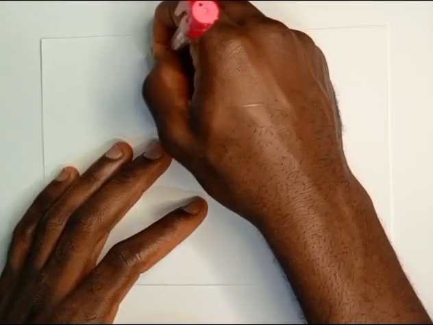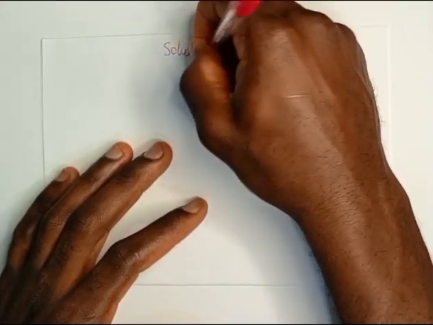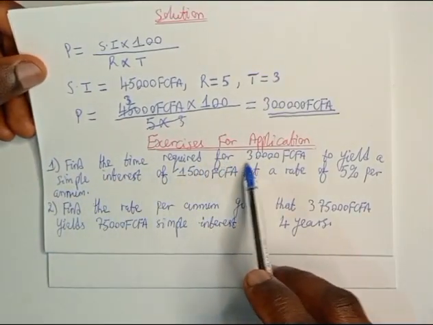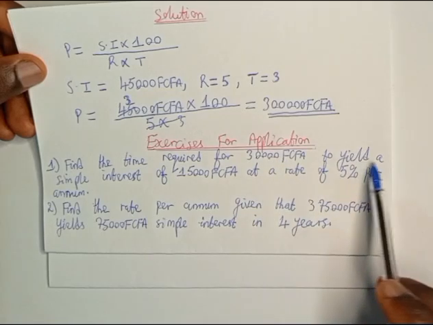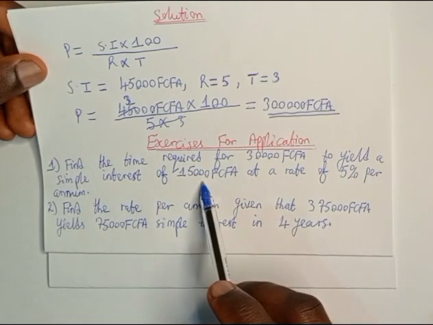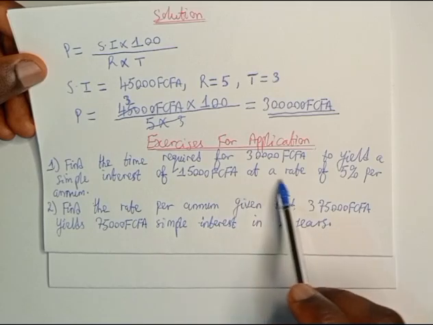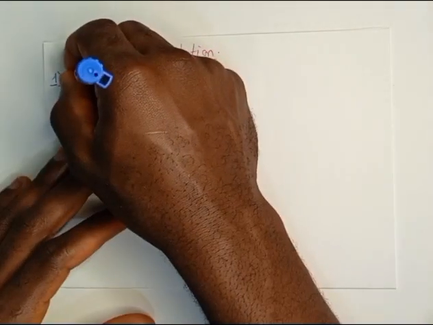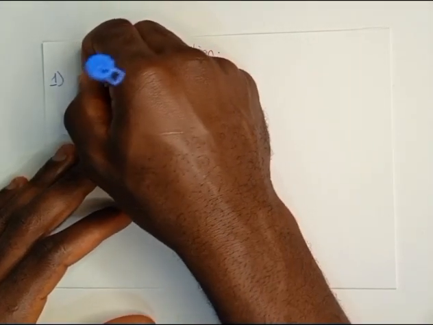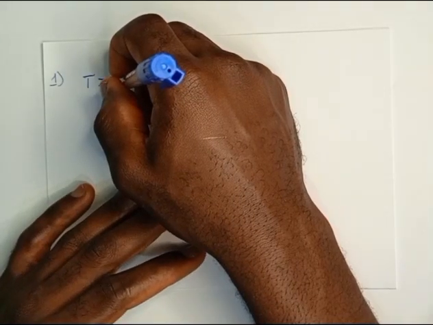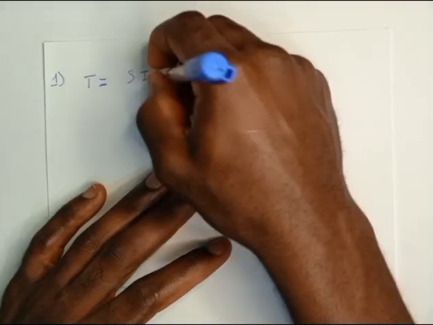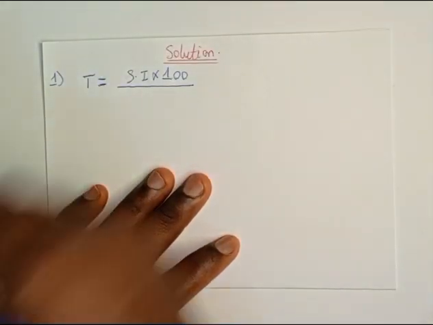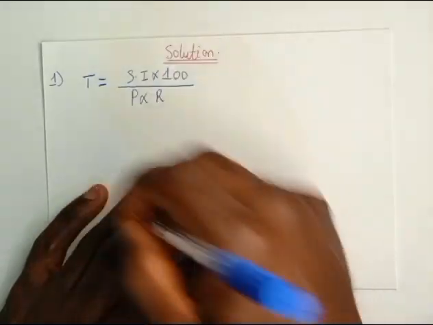We take the solution. Exercise 1, question 1 says find the time required for 30,000 francs CFA to yield a simple interest of 15,000 francs CFA at a rate of 5% per annum. We are looking for time. The time is simply equal to, we are going to multiply the simple interest by 100. We divide by the principal times the rate.